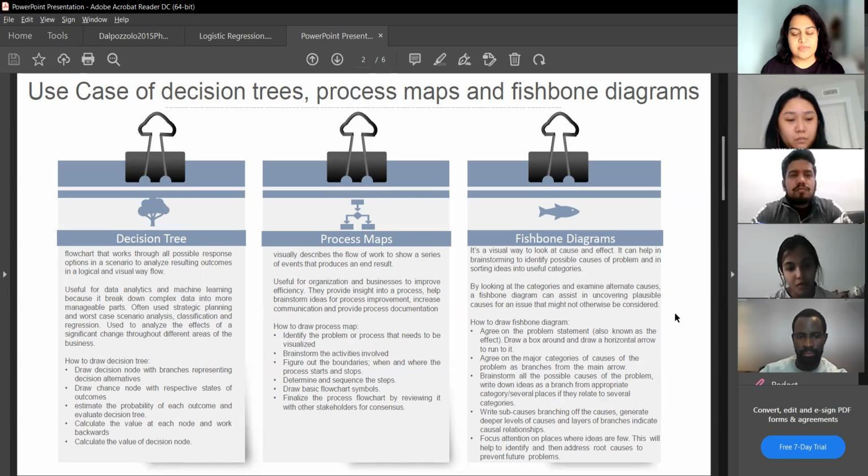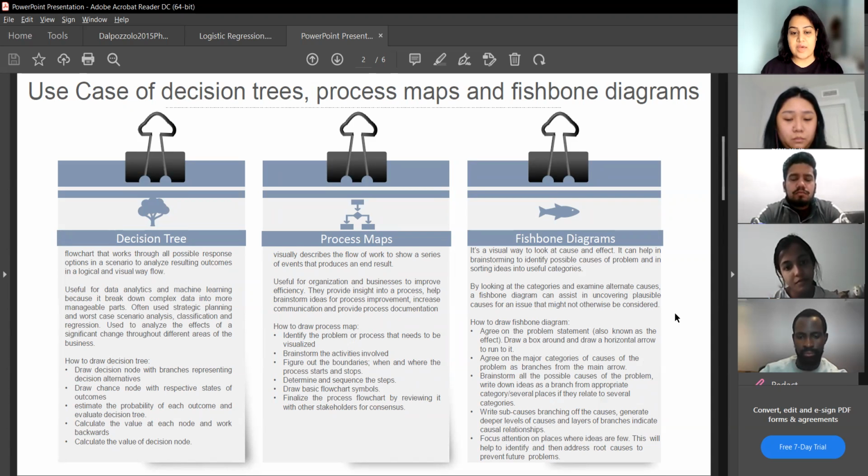Now moving over to the process map. A process map is visually described as the flow of work to show a series of events that produces an end result. So it's basically from start till end and lists down all the processes. It's useful for organizations and businesses to improve efficiency. They provide insights into the process, help brainstorm ideas for process improvement, increase communication, and provide documentation.